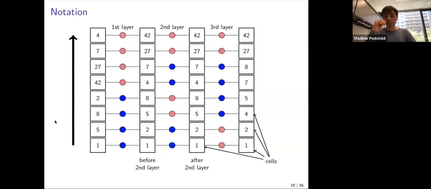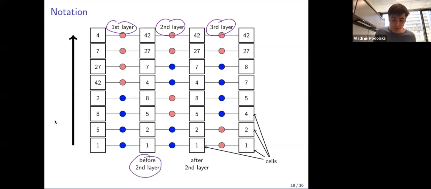Okay, before we proceed to the proof, I will need some notation that I will use in my proof. So this is a sorting network, and we already know what the layers are. In this picture, there is the first layer, second layer, and third layer. Also, there are some arrays, and I would like to associate arrays after each step and before each step with the corresponding layers. For example, this array is an array before the second layer of comparators, and this one is after the second layer of comparators. And I can do it for each layer.